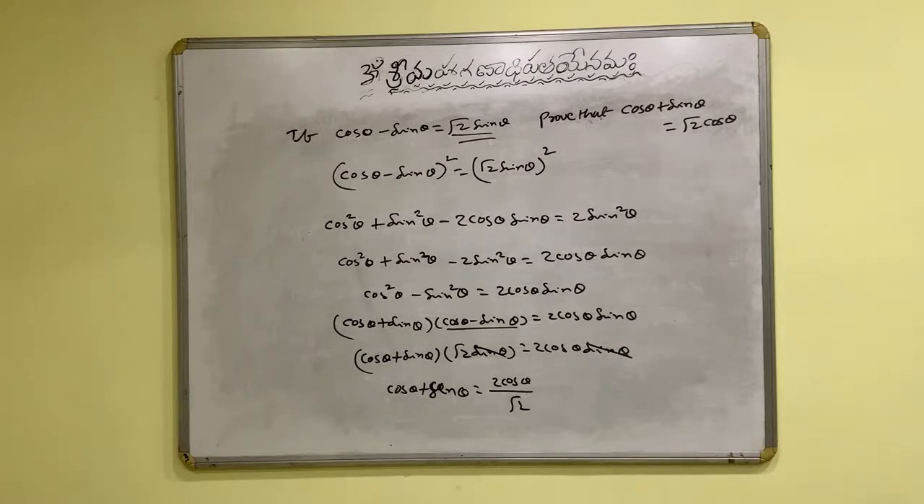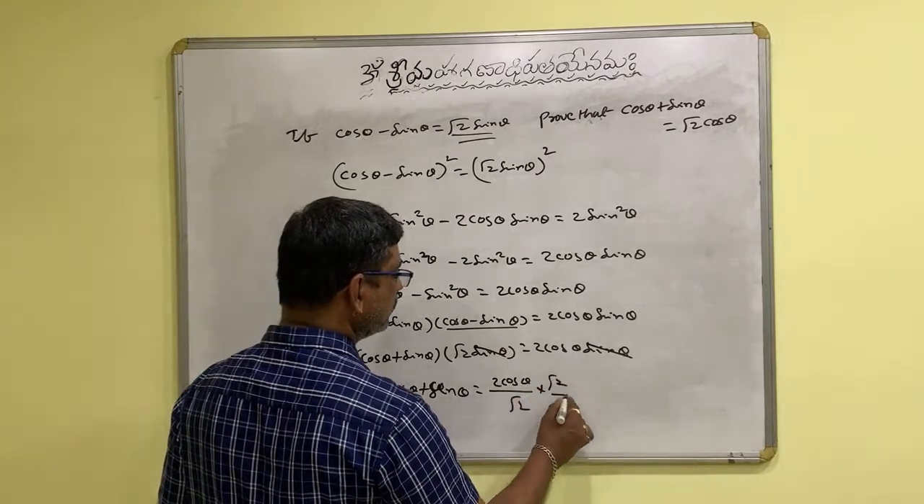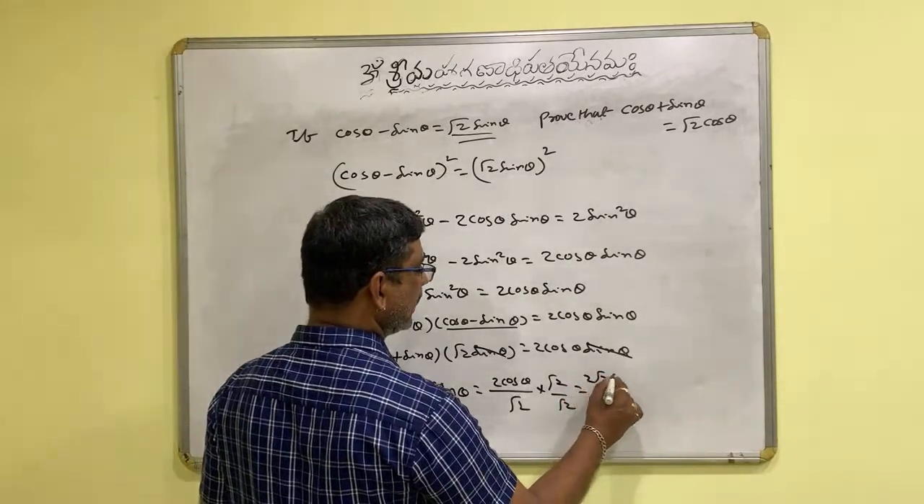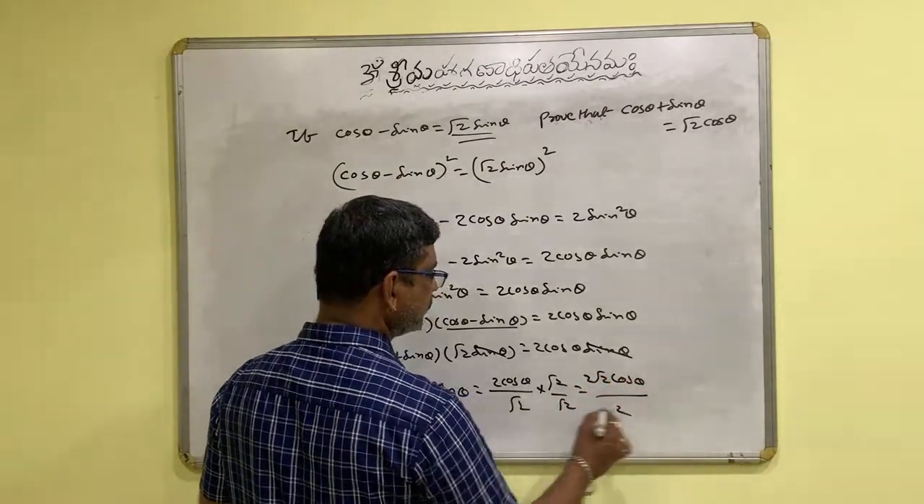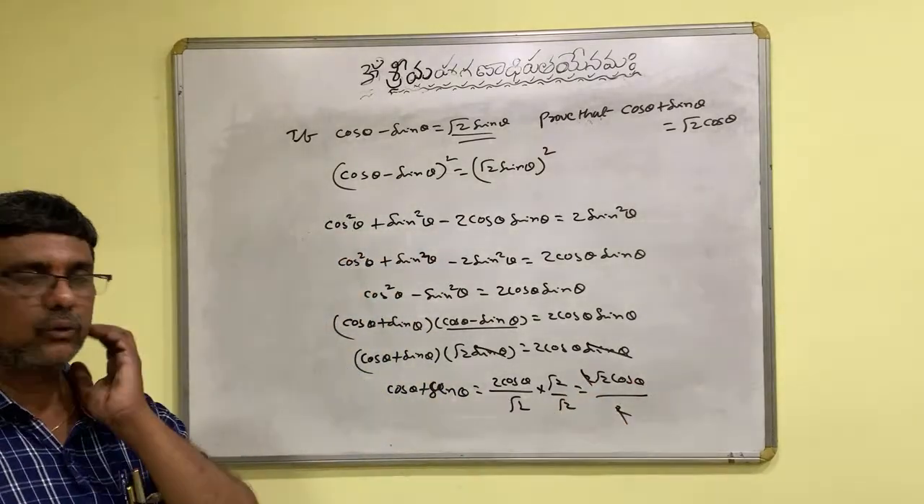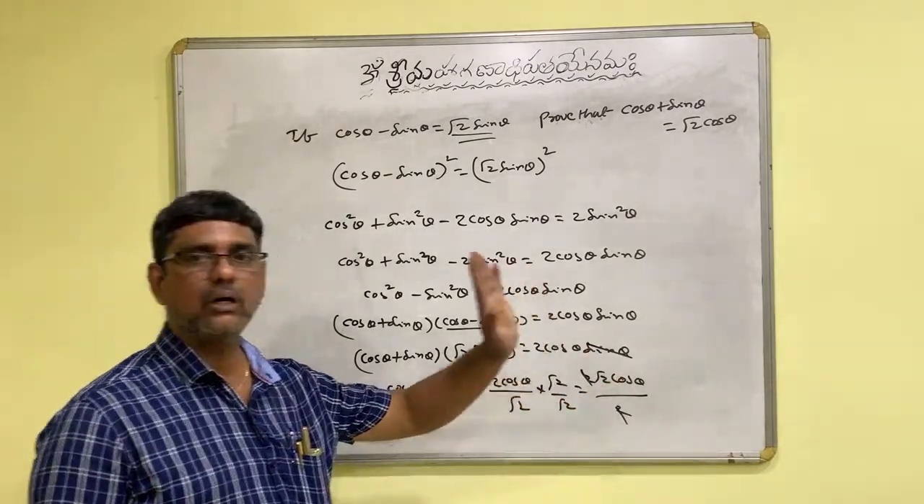Rationalize. Okay, good. Rationalize. Very good. So into root 2 by root 2. So 2 root 2 cos theta by 2 root 2 into root 2. 2 gets cancelled. 2 gets cancelled. So cos theta plus sin theta is equal to root 2 cos theta.